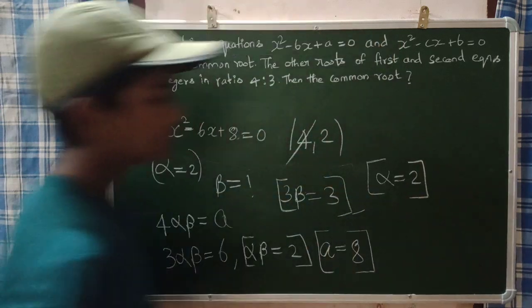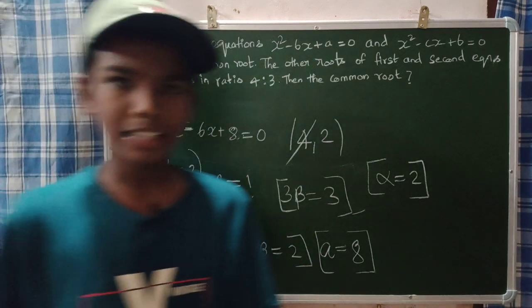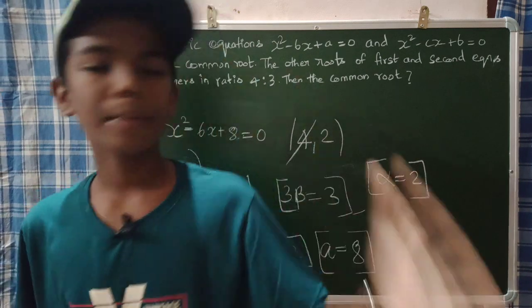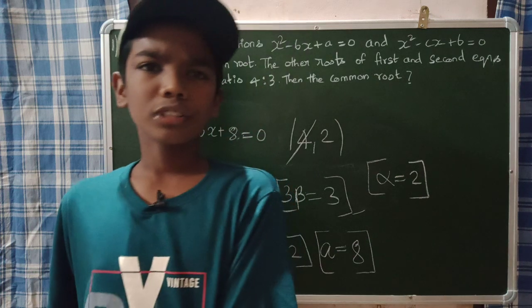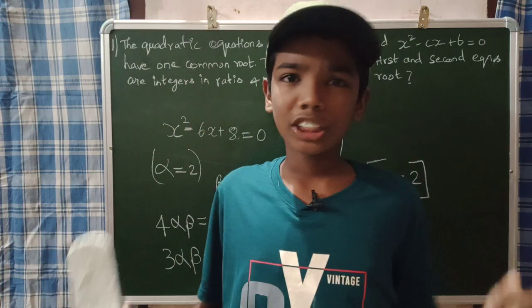So your common root is nothing but 2, guys, and that's the answer. So I am just eliminating. It's not a very big deal. It's just your elimination process or splitting down. And that's how I found it.